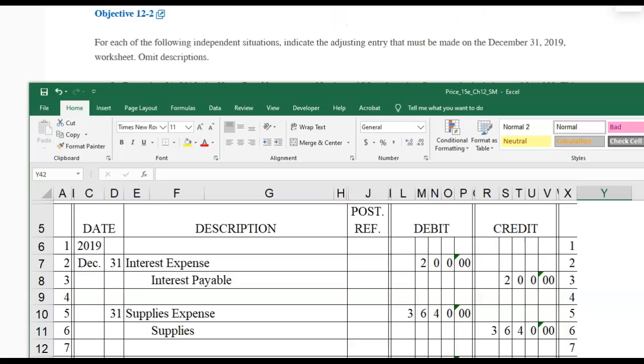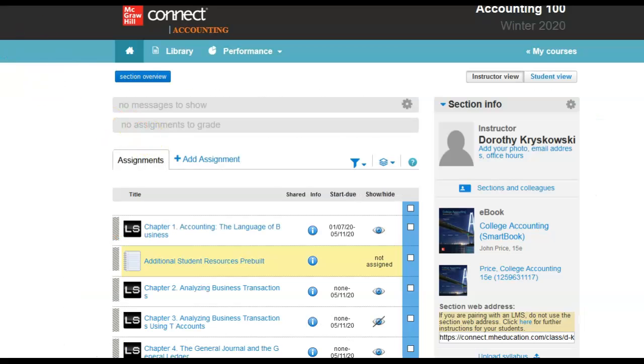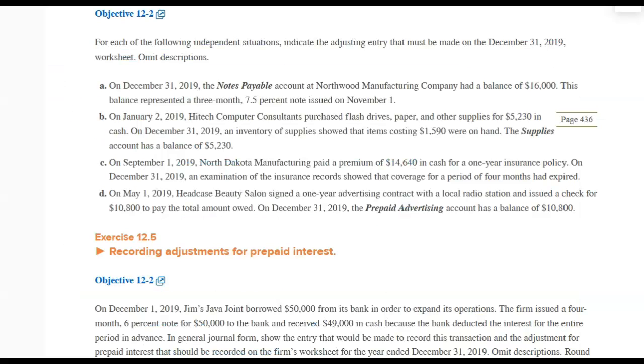Okay, let's look at the next one. North Dakota Manufacturing paid a premium of $14,640. So this is a prepaid insurance policy, $14,640 for 1 year of insurance. On December 31, an examination of the insurance record showed coverage for a period of 4 months had expired. So they're saying we bought it in September, and we have to account for 4 months: September, October, November, December. So I would take the 14,640 divided by 12 and then multiply it by 4.